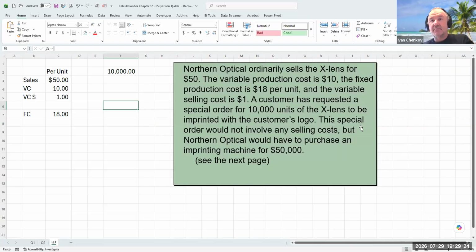Now, this specific order does not involve selling cost. So which cost is going to stay for this? If we're not involving the selling cost, it will disappear. So the only relevant cost will be the variable cost. The selling cost will be 0, since the client is coming in with an order, we're not considering that. But the special order will not involve selling cost, but this company would have to purchase an imprinting machine for $50,000. So we have to purchase a machine for $50,000.